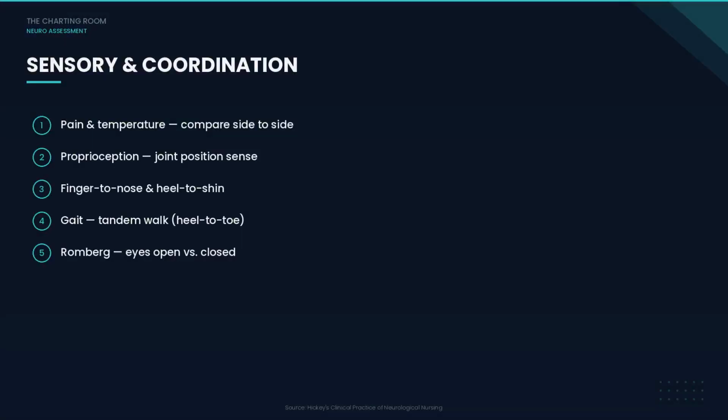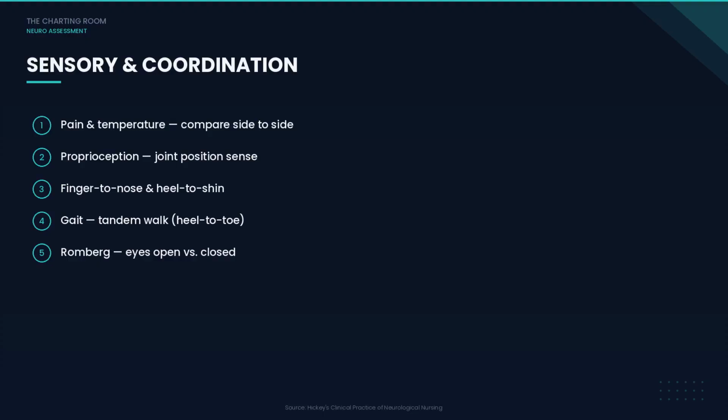Sensory exam goes beyond light touch. You're also checking pain and temperature, different pathway, different information, and proprioception, whether the patient can tell you if their toe is being moved up or down with their eyes closed. Always compare side to side and map any deficit. Does it follow a single nerve, a dermatome, or does it look like a stocking glove pattern that suggests something more diffuse?